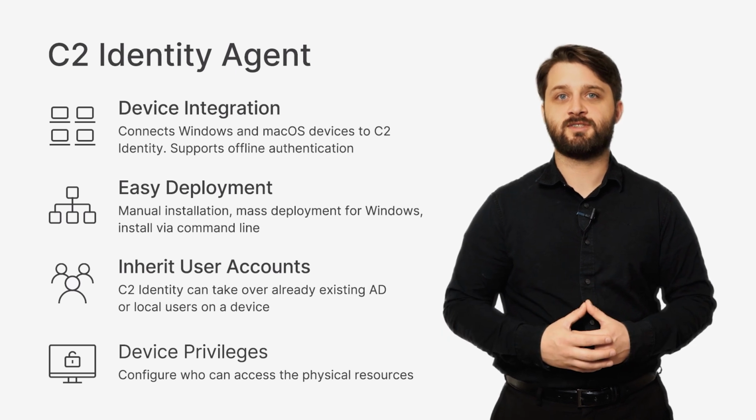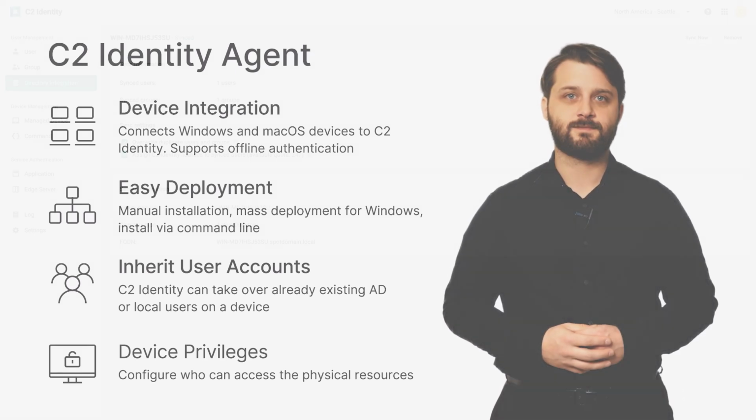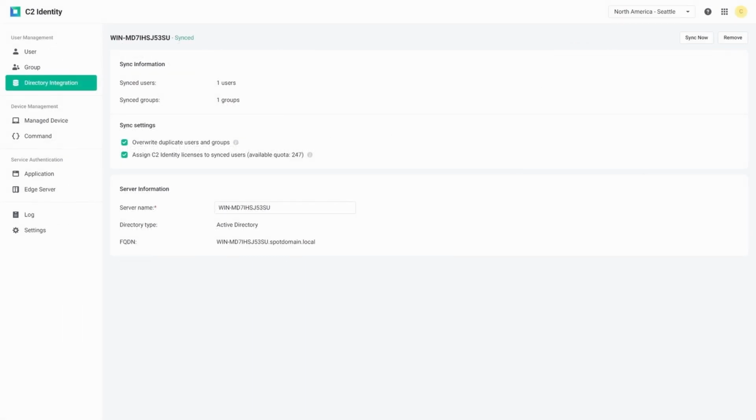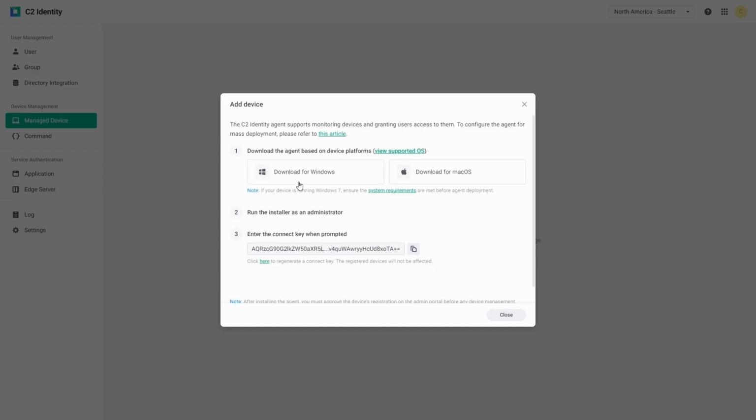So let's go ahead and check out the C2 Identity Agent and how to get that configured inside of your environment. To get your Windows and macOS devices integrated into your C2 Identity environment, you're going to need to install the C2 Identity Agent. To do so, move to the Manage Devices option on the left-hand pane in your C2 Identity portal and add devices in. You'll be prompted to download a client for Windows or macOS, and make sure you copy over your connect key so you can paste it in when you're prompted to do so on those agents.